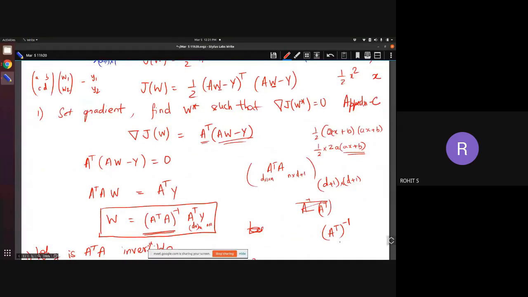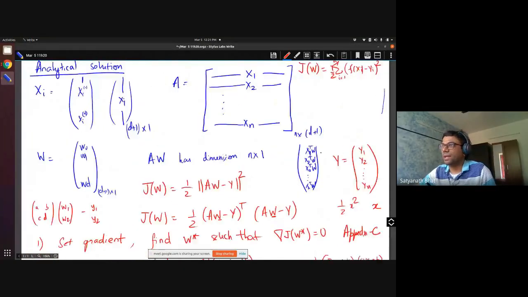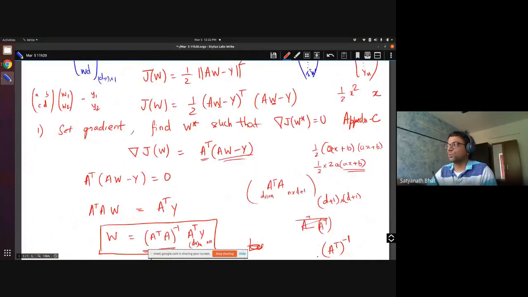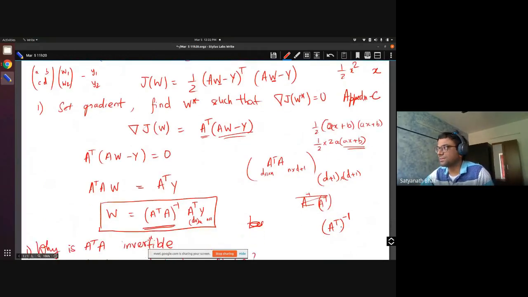1 times D plus 1. No, A's dimension, right, sorry. D plus 1 times N. Yeah, so it is not a square matrix. You cannot take its inverse. Oh, yes, sir. Yeah, okay.